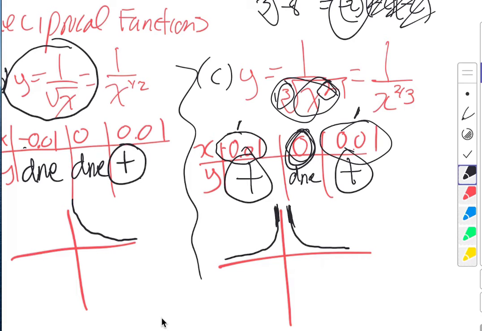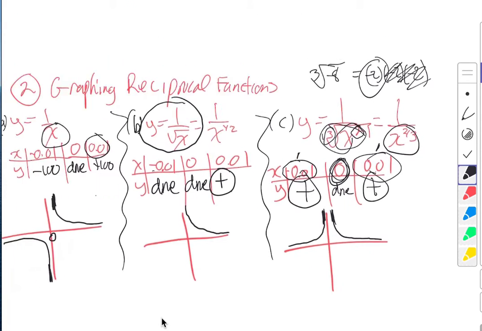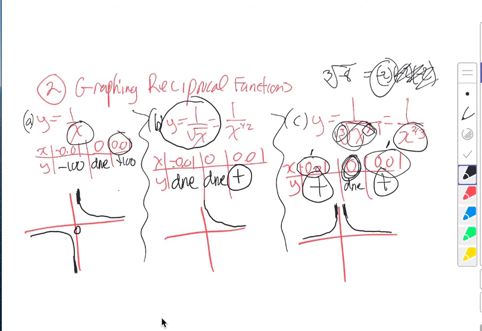Okay, as x gets to be really big, like 1 divided by a billion squared cube root, right? A billion squared cube root. So it looks like that. All right, so that's how you can look at exponents and know what graphs look like. It has a lot to do with whether or not you can square root or cube root negatives. Okay, so those are some basic graphs of reciprocal functions.